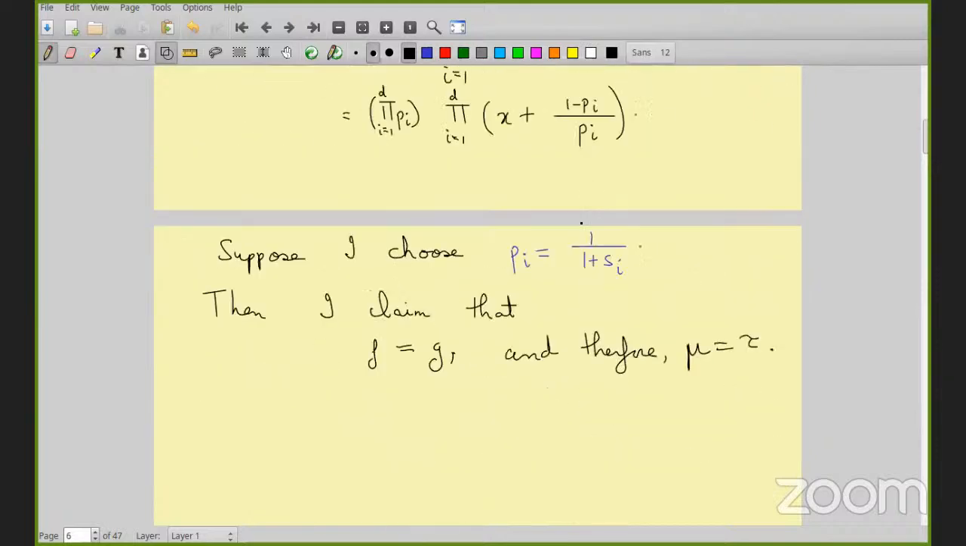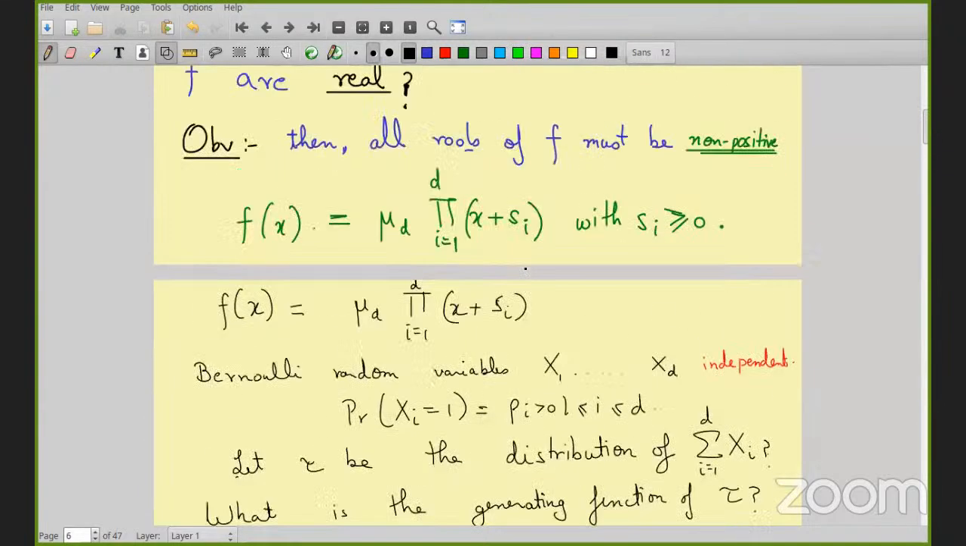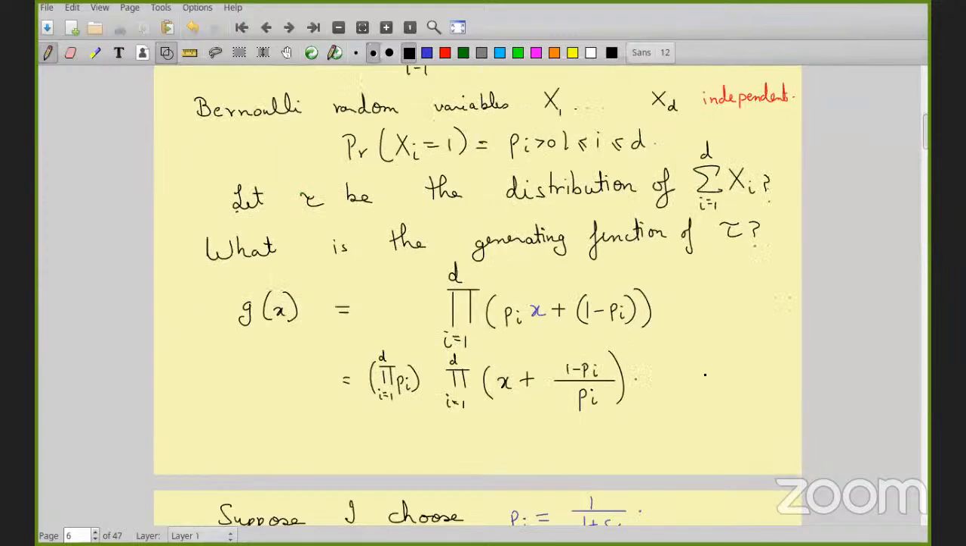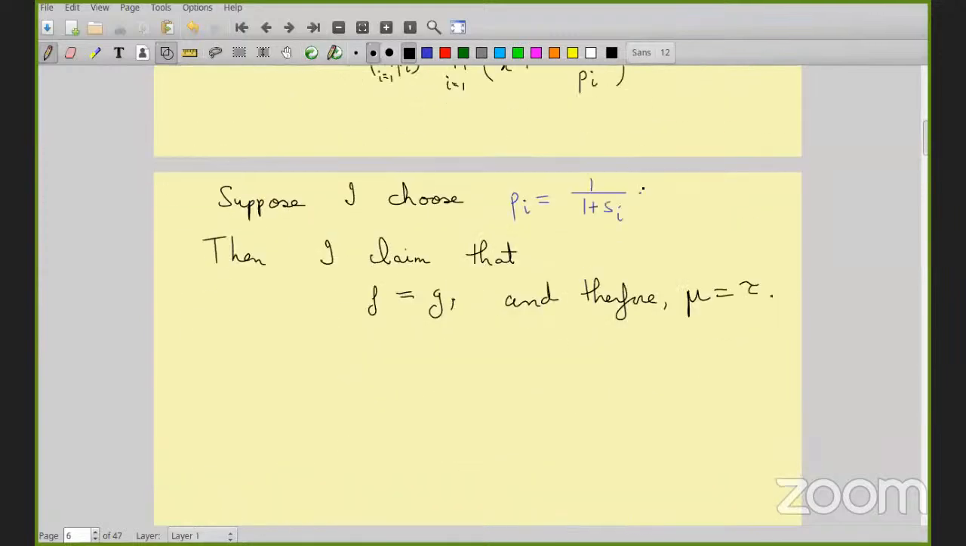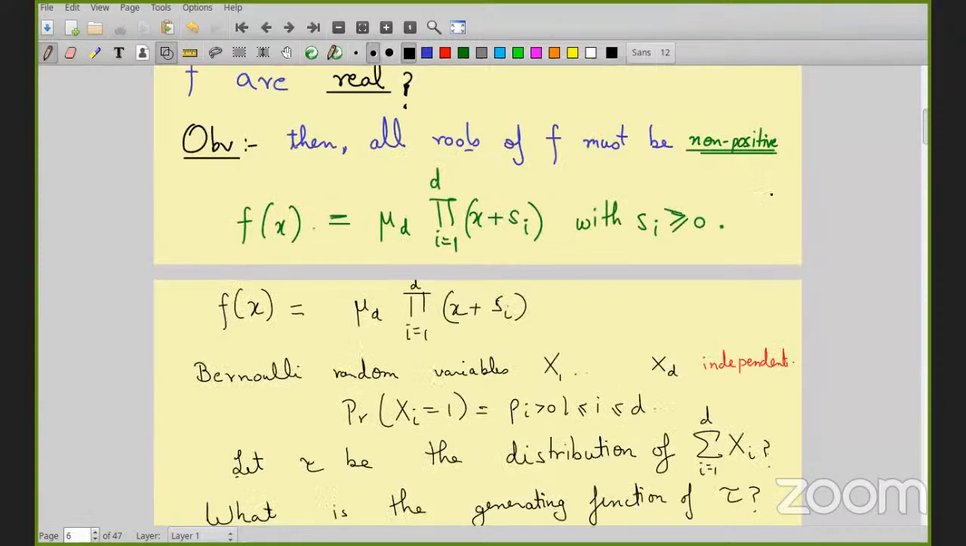One thing that you have to check is that p_i is actually a probability. Otherwise, this tau might not even be defined. Why is p_i a probability? The s_i are non-negative, s_i is greater than or equal to zero. So p_i is a probability, so they belong to zero to one. So this is clear.